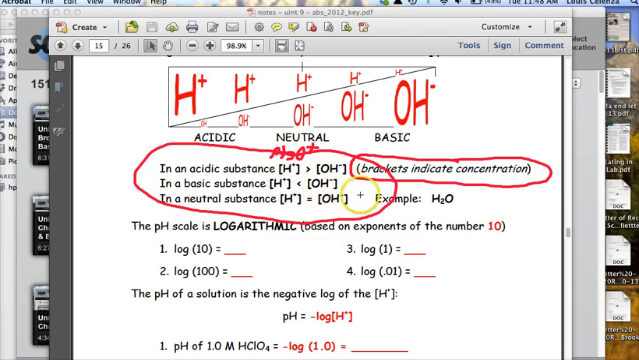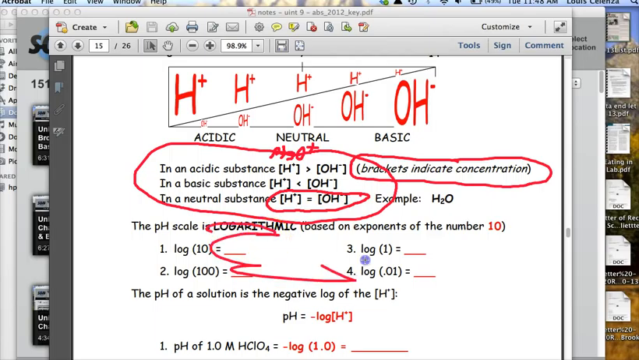In a neutral substance, like pure water, what makes it neutral is that the H pluses or H3O pluses and the OHs have an equal amount, so they tend to cancel each other out. Similar to when we talked about having an equal number of positively charged protons and negatively charged electrons, they tend to cancel each other out, and that's what makes atoms neutral.